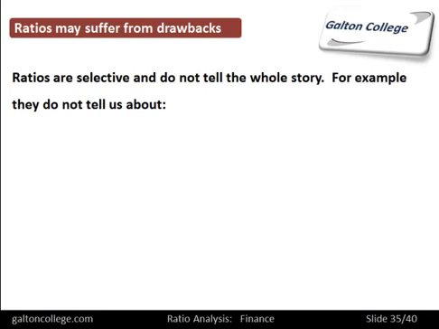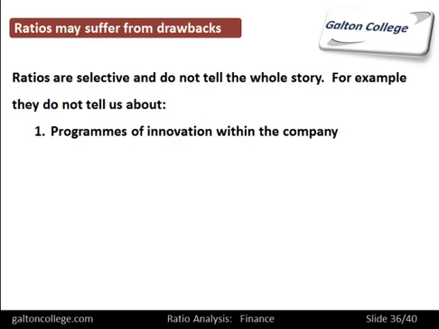So ratios are sensitive and don't tell the whole story. For example, they don't tell us about programs of innovation within the business. It's just a ratio. It doesn't tell us what the business is doing or what the plans of the business are, which may be very important for investment purposes. It doesn't tell us about the R&D activity, the research and development that's going on in the background, the new products that the company is lining up, or their plans for the future.